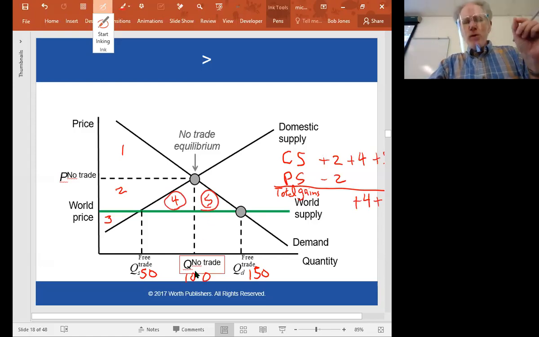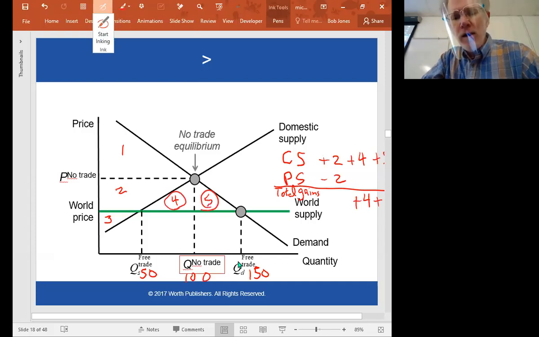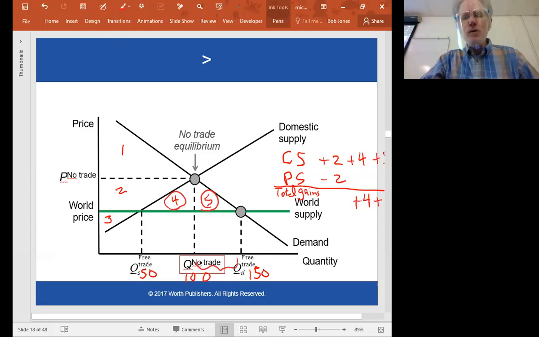Before trade, consumers were getting 100 million units. After trade, they're getting 150 million units. Area 5 is the consumer surplus that consumers are getting on the additional 50 million units that they are now consuming. They were getting only 100. Now they're going to be consuming 150. So they're getting an extra 50 million units to consume, to enjoy.